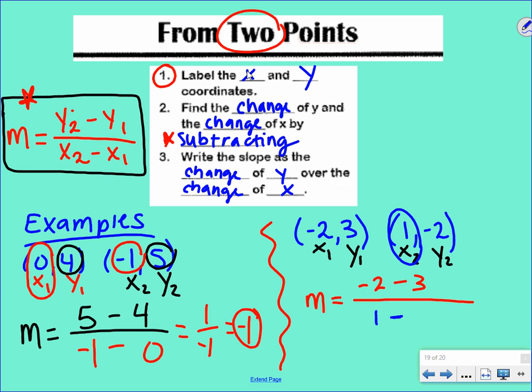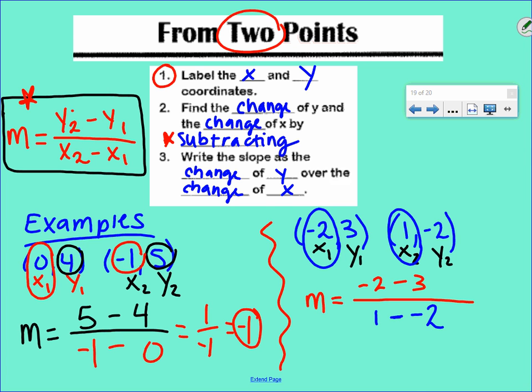So -2. Now, if we look closely, we have a double negative because we're doing minus a -2. If we think back, double negative becomes one big positive. So on the bottom, we have 1 plus 2, which equals 3. And on the top, we have -2 minus 3. Signs are the same. We add the numbers and get 5 and keep the sign negative. So our slope for this equation is negative 5 over 3.